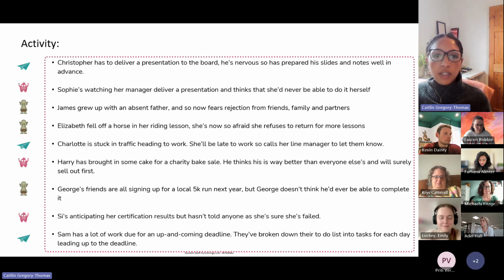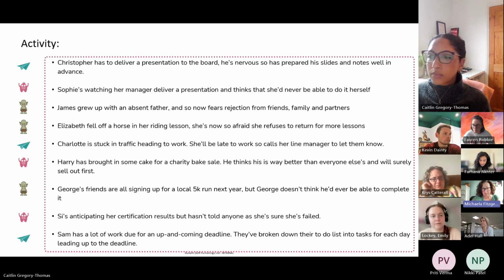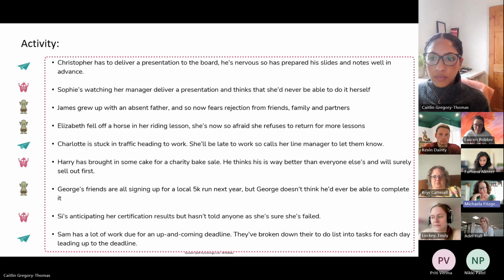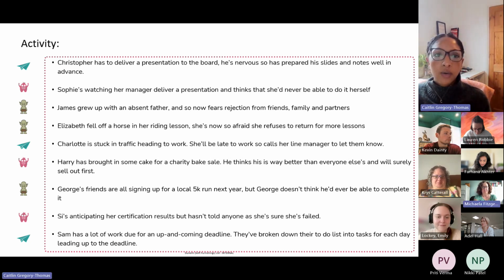Charlotte's stuck in traffic heading to work. She'll be late, so she calls her line manager to let them know. Michaela? Let me just zoom in again. We put autopilot for this one. Why autopilot? The team thought it was an automatic, learned behaviour, as long as she's on hands-free and being safe. It was a useful learned behaviour to mitigate against the potential issue. And Chris, in agreement? Yes, definitely. Autopilot.